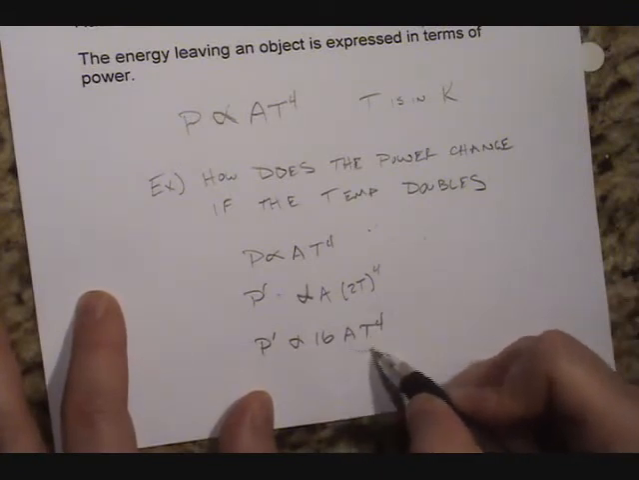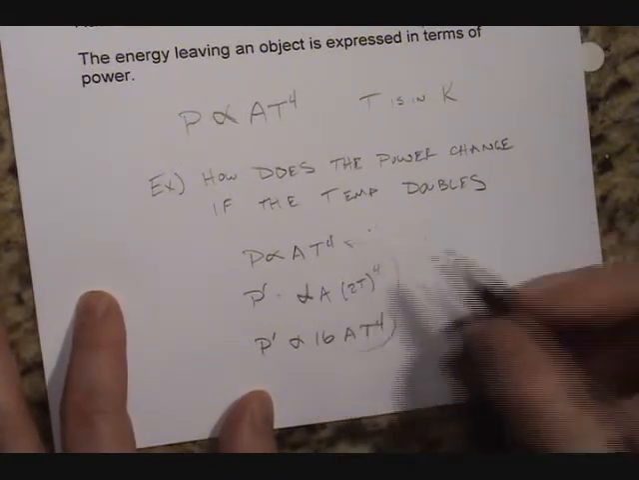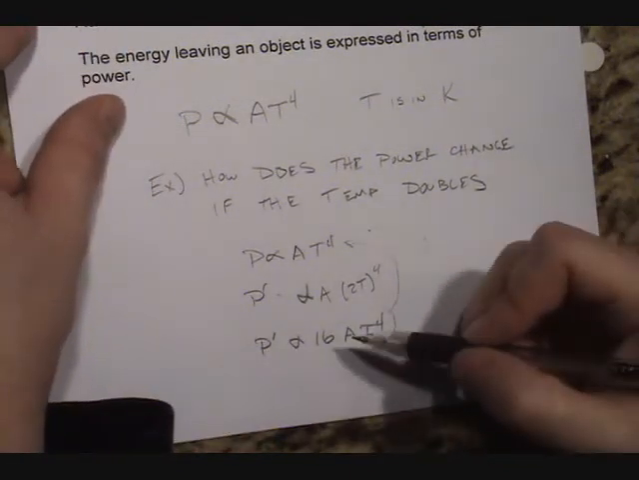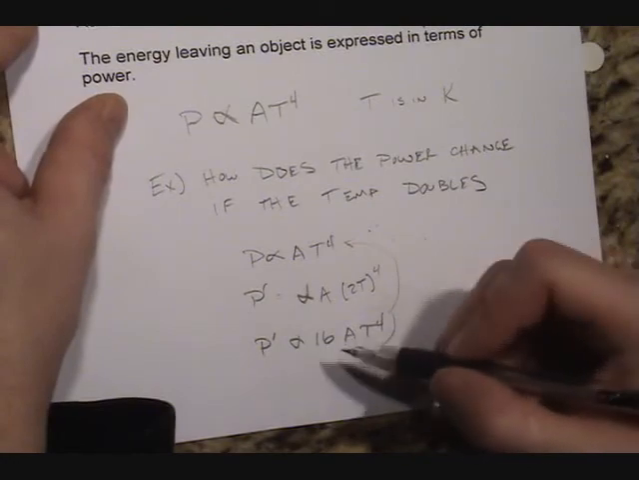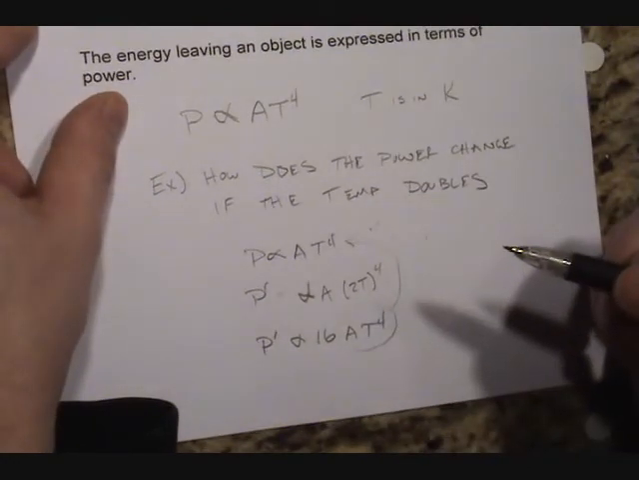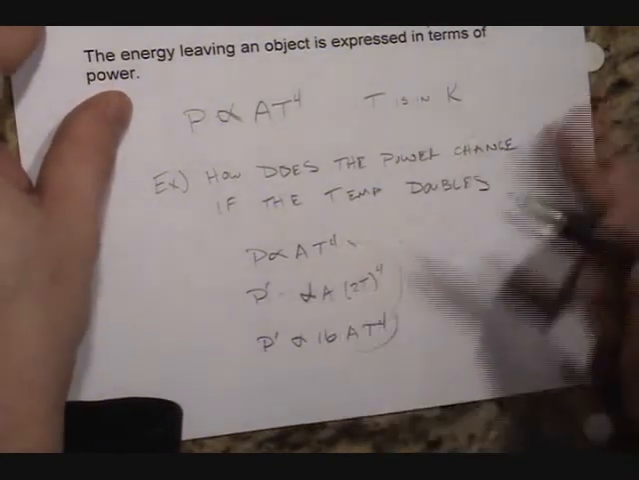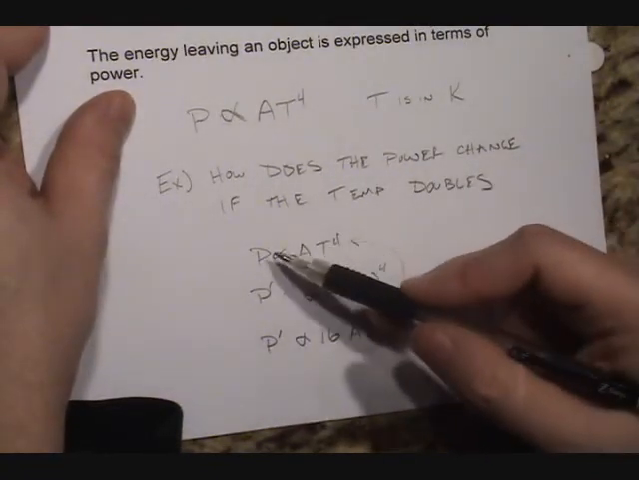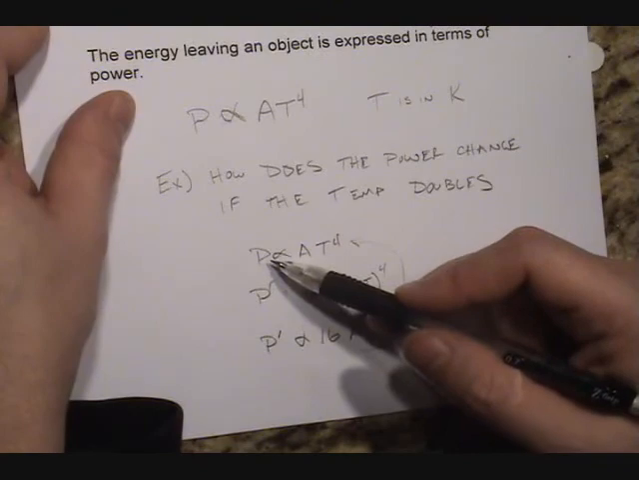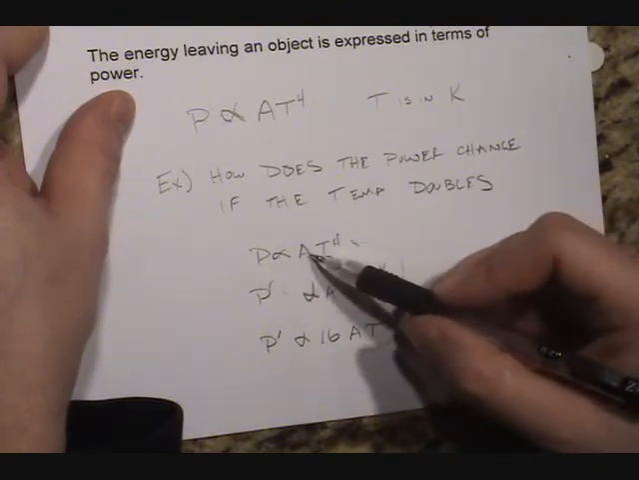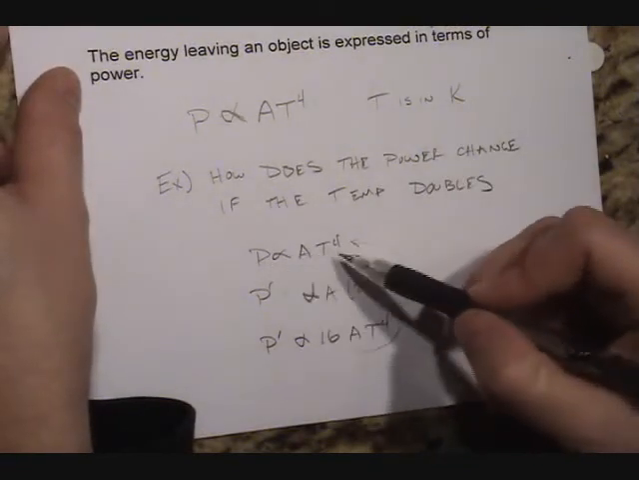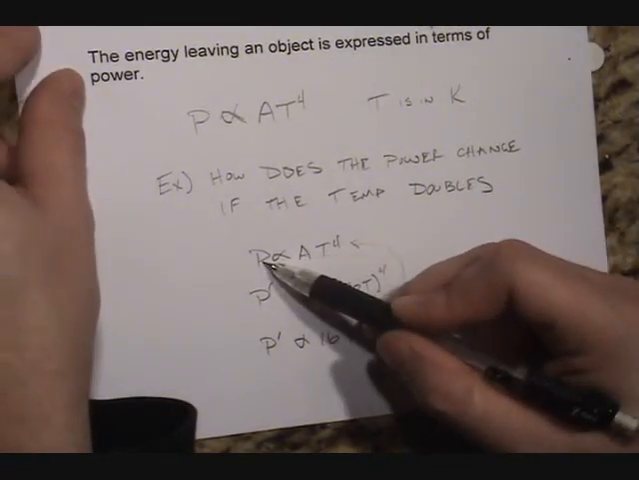Now here's my original number. The power went up by 16 times. Doubling the temperature causes you to release 16 times more energy than you would have released back at the original temperature. So you can see that when you take something to the fourth power, the small change in the temperature has a tremendous change in the amount of radiation that's leaving this object, whereas doubling the surface area only has a doubling effect. Double this, this doubles. Double this, 16 times increase.